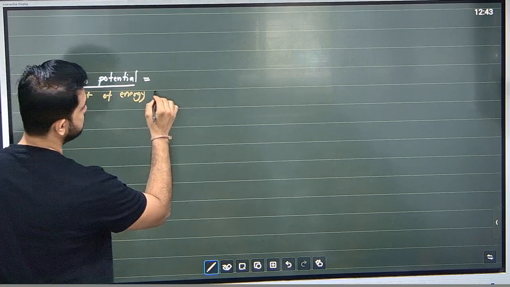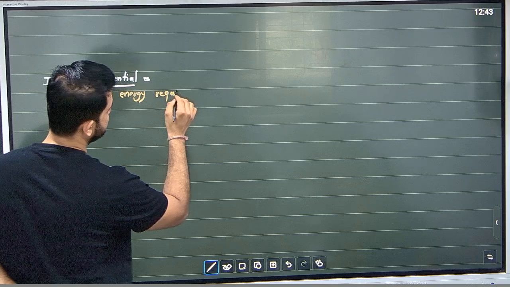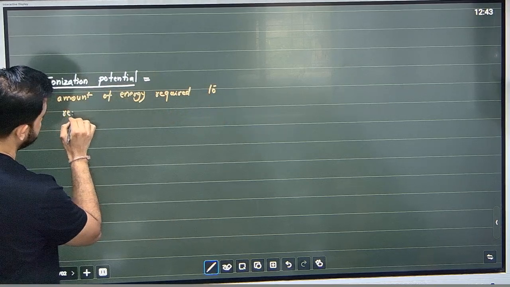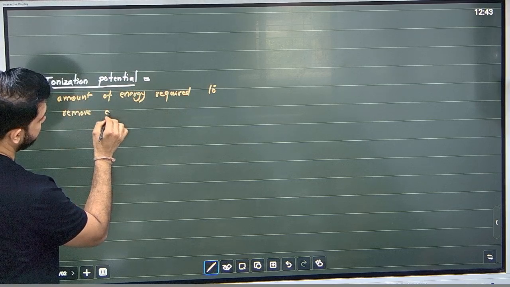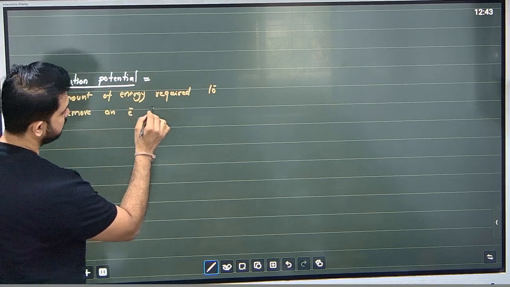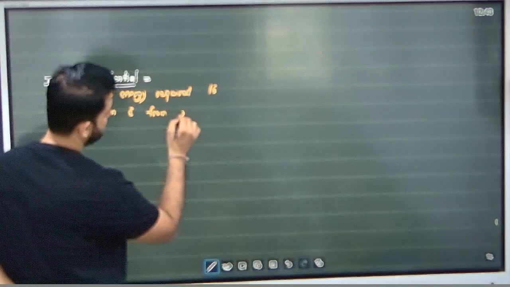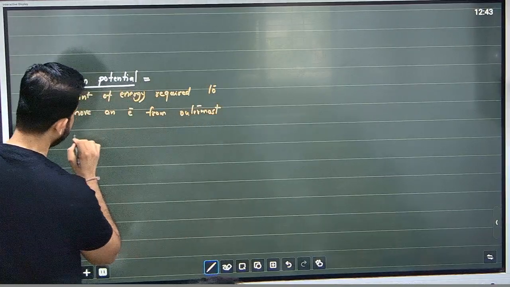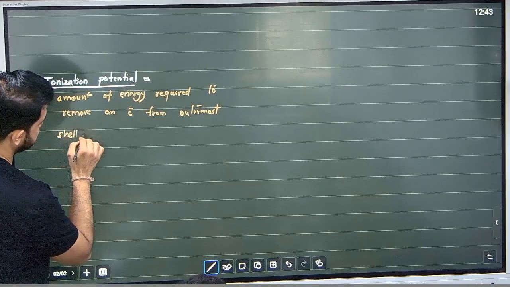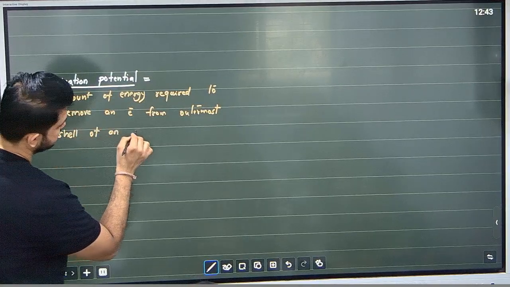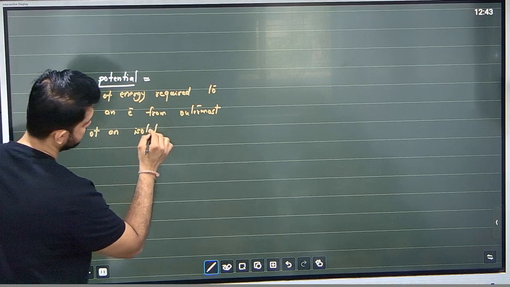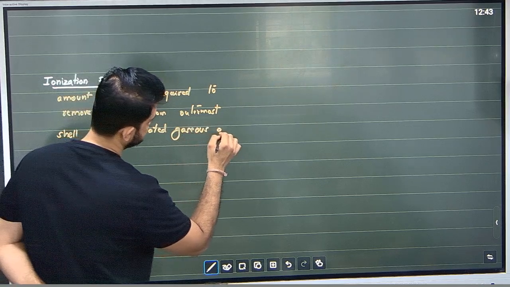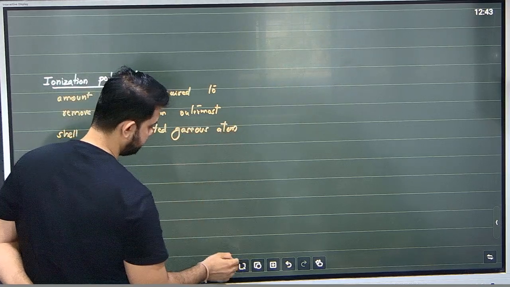So the amount of energy required to remove an electron from the outermost shell of an isolated gaseous atom. ठीक है?